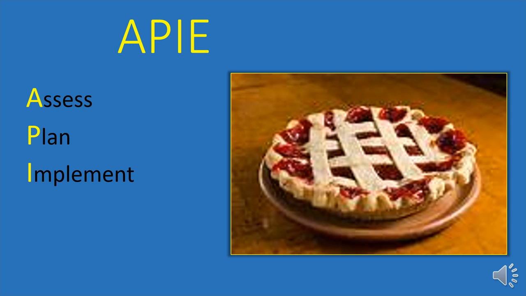And implementation, really the most important part of implementation is communication. Are you communicating to people what they're supposed to do, the plan? Did you communicate that there's a problem, here's the assessment, this is the data that says we have a problem. Here's the plan that we have, and we worked on this plan collaboratively with different stakeholders, and now we're going to implement it. And that implementation is communicating what the expectations are.